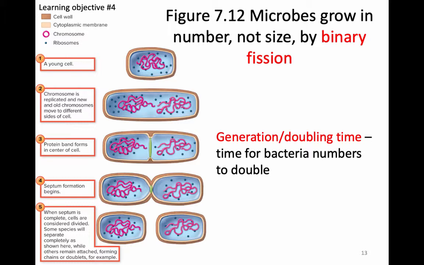The amount of time it takes for one cell to become two is called the generation time or the doubling time. So when one generation time has passed, the number of microbes in a culture will double.